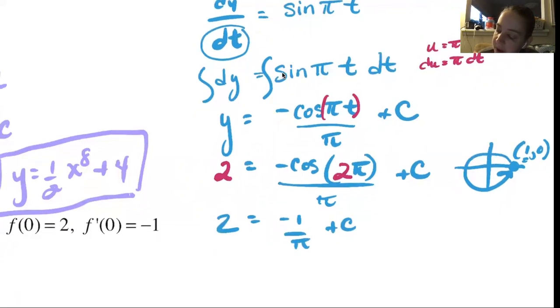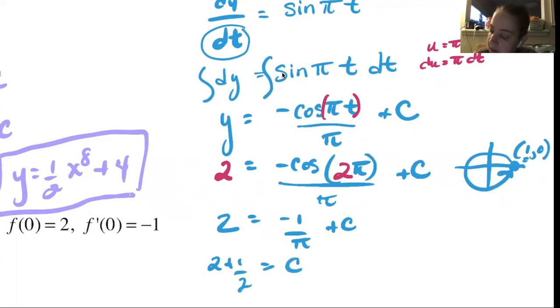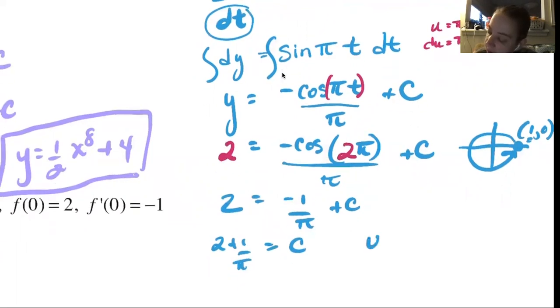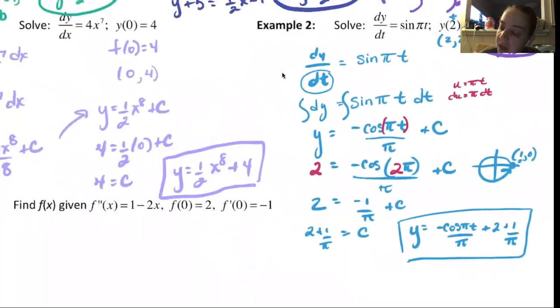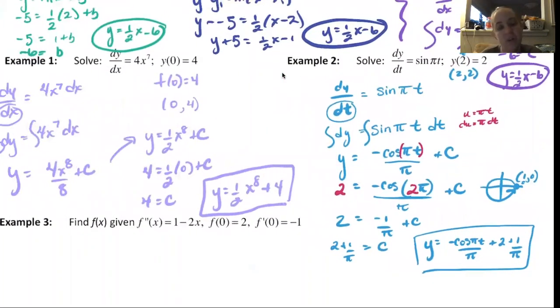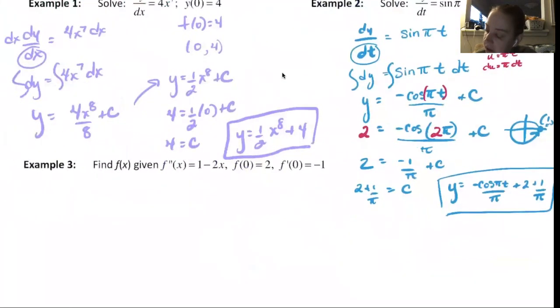So we can add 1 over pi to both sides. So 2 plus 1 over pi is equal to c. There we go. So if we put it all together, y is equal to negative cosine of pi t over pi plus 2 plus 1 over pi. There you go. We solved for c. So this is your specific solution. If you have that plus c in there, that's considered a general solution. So specific solution and general solution.